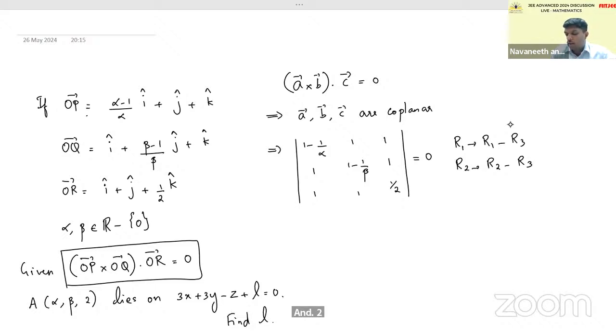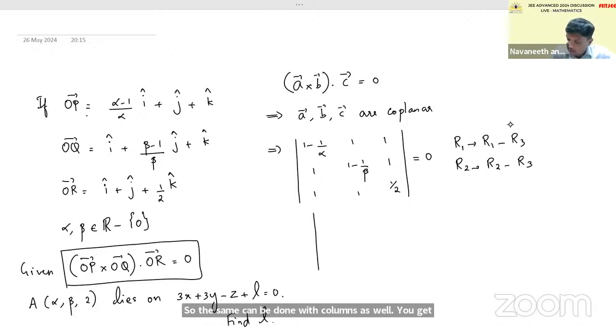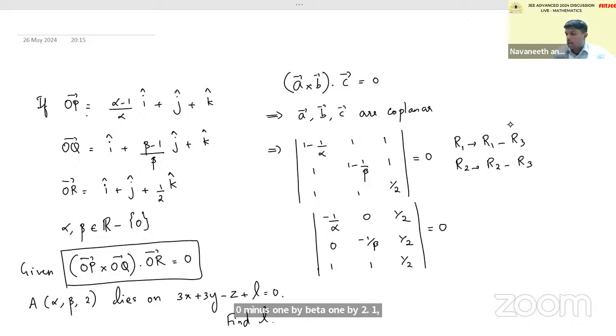The same could have been done with columns as well, because as you can see, this matrix is a symmetric matrix. So you get the same thing. Anyhow, if I do this, what I get is minus 1 by alpha, 0, 1 by 2, 0, minus 1 by beta, 1 by 2, 1, 1, 1 by 2, that is 0. And that's it. I think this is a good enough stage where we can directly expand it, because we got some zeros there, and we don't have an addition of 1 and 1 by alpha, or a subtraction of 1 and 1 by alpha. So this is a stage where we can apply the formula directly now.